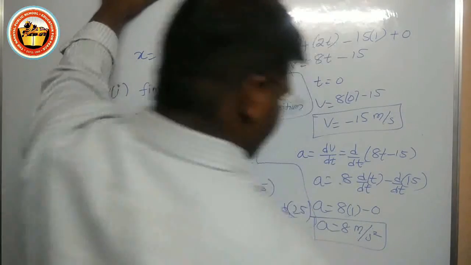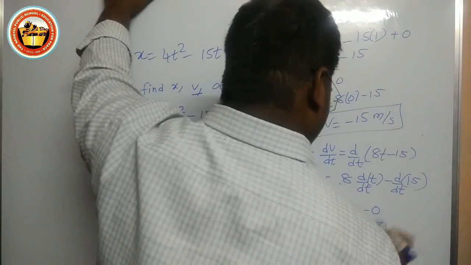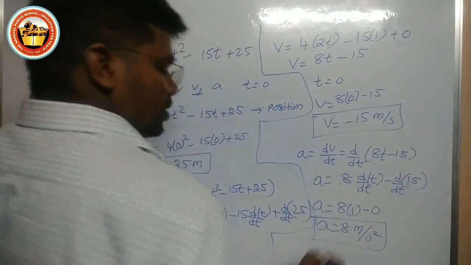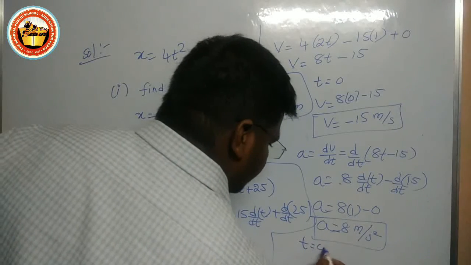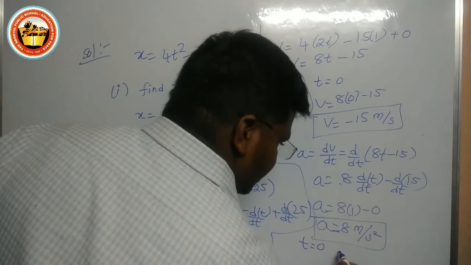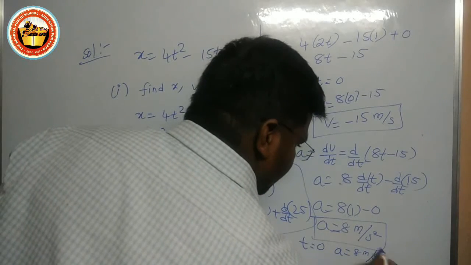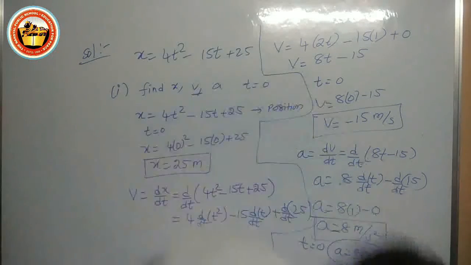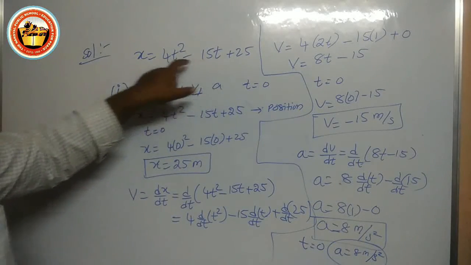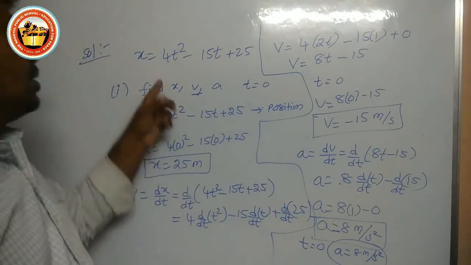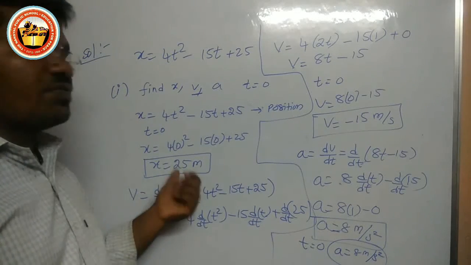Understand? At t is equal to 0, here there is no t, so a is equal to 8 meter per second square. So this is the position: position at t is equal to 0, x equal to 25.